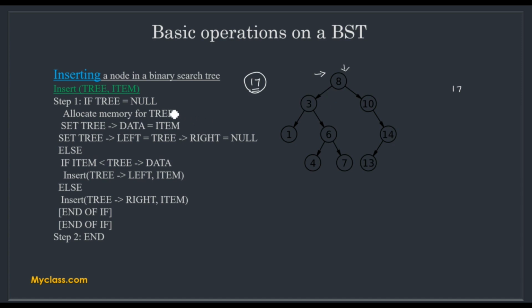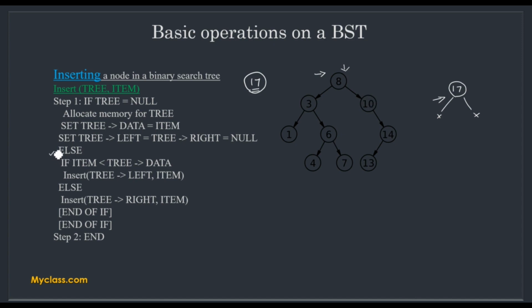First we check whether tree equals null. If there is a node value here, it is not null; if it is null, nothing is there. In that case, we just allocate the memory for our tree and set tree data equal to item. We create a node and also set tree left and tree right equal to null, since only one node is there. That is the basic criterion we handle at the time of insertion: if nothing is there in the BST, this will work and insert this node as the root node of our new BST.